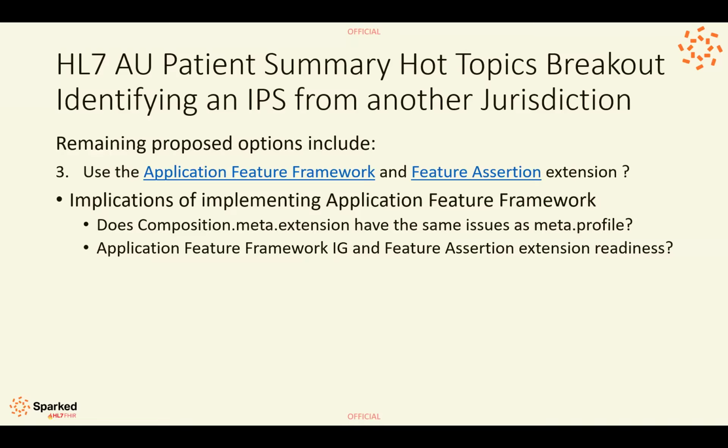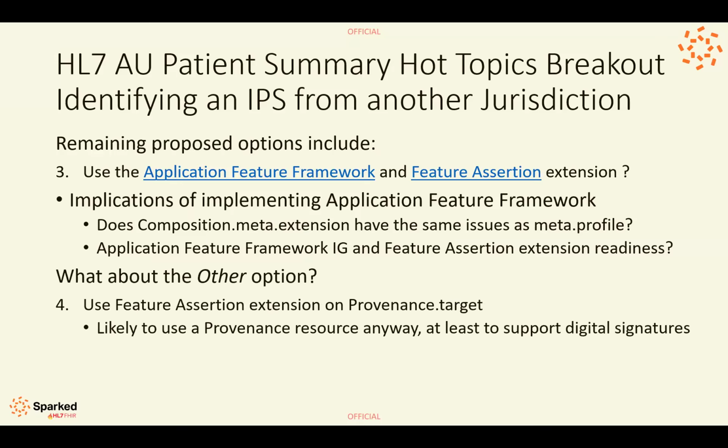And we also looked at what is the status of the framework IG and the assertion extension. Graham suggested that it was imminent, but we also pointed out that there were perhaps a few things that needed to be reworked and made clearer before it was finalized. And we also worked through what the other option might look like.